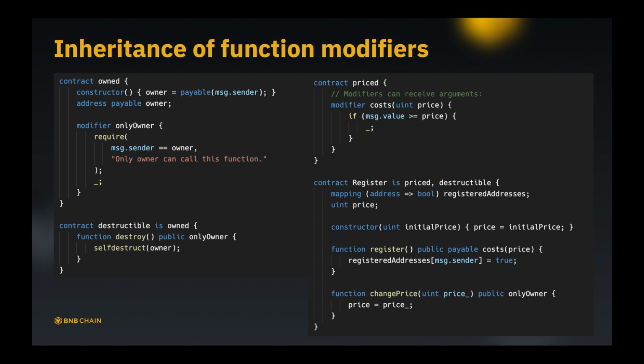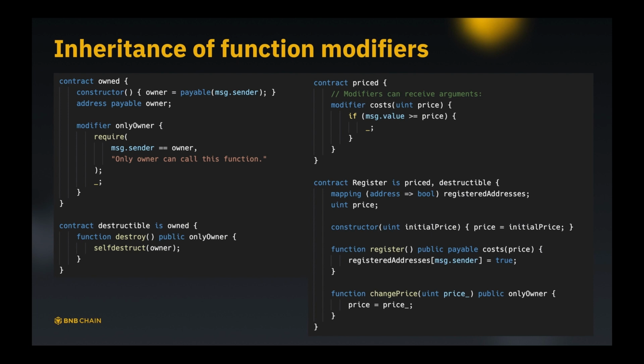I moved this destroy function down to another contract. It uses the modifier onlyOwner. Then we have another contract called priced, which has a modifier costs. The function can only be executed if message.value is greater than price, that is, if enough money is sent together with it. This is also an example of how a modifier receives arguments.